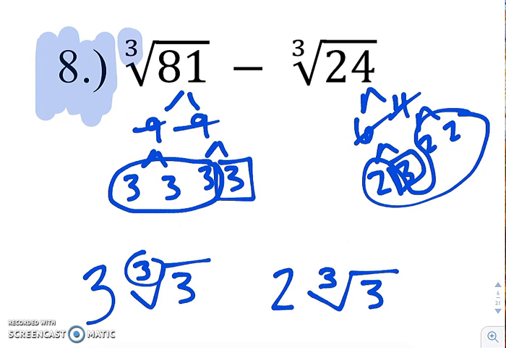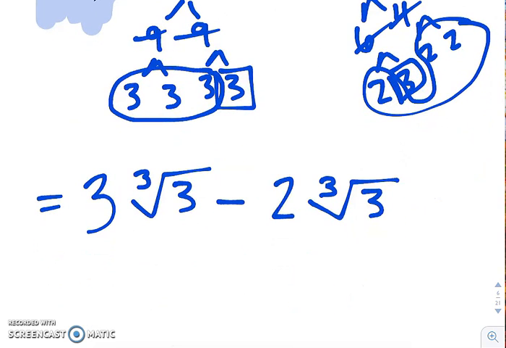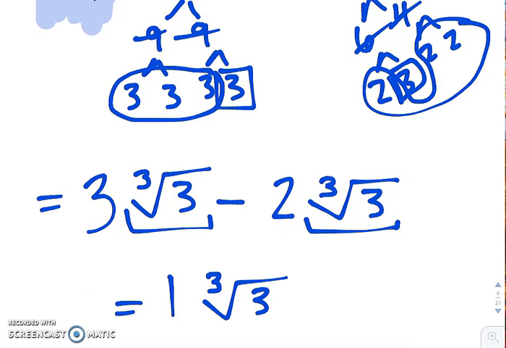Now it is important that you guys put that index of 3 there, because if you don't put that index there, I'm just going to assume that you think it's a square root because you wrote it as a square root. So make sure you're paying attention and putting the correct index that you're using in there. So now we've got 3 cubed root 3's minus 2 cubed root 3's. So that leaves us with just 1 cubed root of 3. You don't have to write the 1, but you can. So just pay attention to what your index is, or your root, and you're just, again, factoring it and finding those groups like we've done in the past.